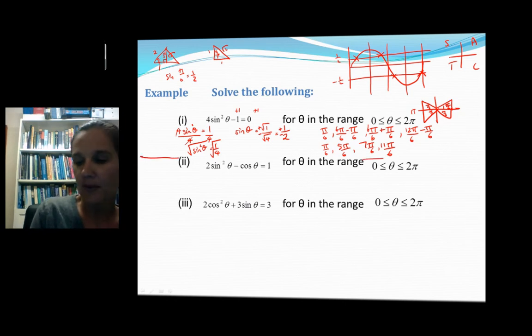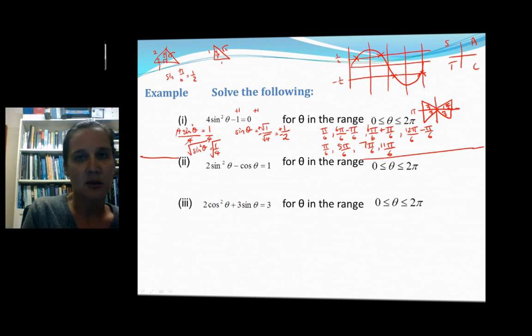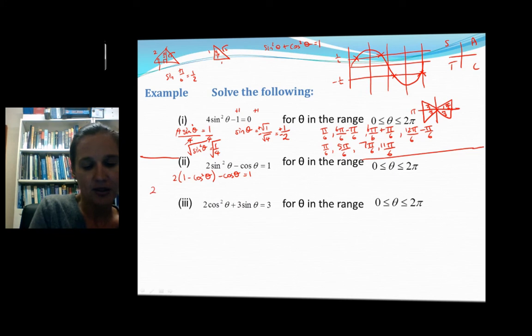Okay, looking at our second problem here. We've got 2 sine squared theta minus cosine of theta is equal to 1. And similar to working with x's and y's in the same equation, we want to change them so we can work with just x's or just y's. So here we remember sine squared theta plus cosine squared theta is equal to 1. So we change this sine squared theta into 1 minus cosine squared theta. So we have 2 times (1 minus cosine squared theta) minus cosine of theta is equal to 1. So we have 2 minus 2 cosine squared theta minus cosine of theta is equal to 1.